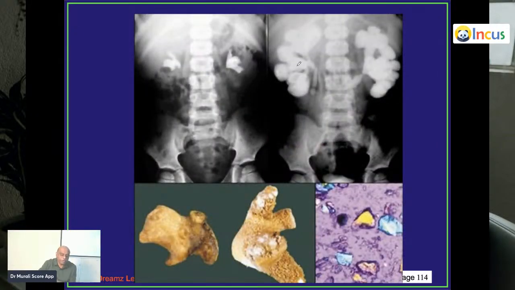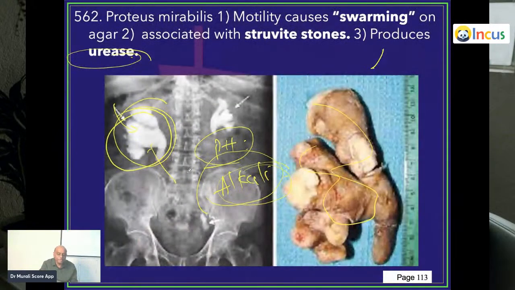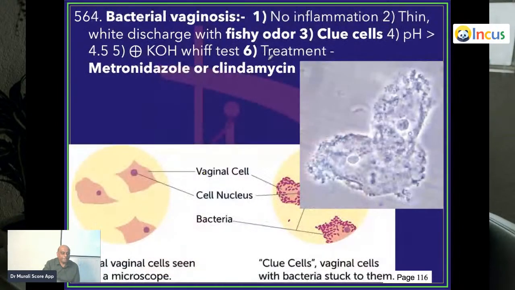So there is one more thing for you to remember, doctor. How do these big stones look? These are called struvite stones. Staghorn calculi. Stag is like deer, no? Staghorn calculi. And Pseudomonas aeruginosa leads to blue-green pigment. Blue-green pigment. Fruity odor. Right? Usually healthcare associated and drug resistant is Pseudomonas UTI.